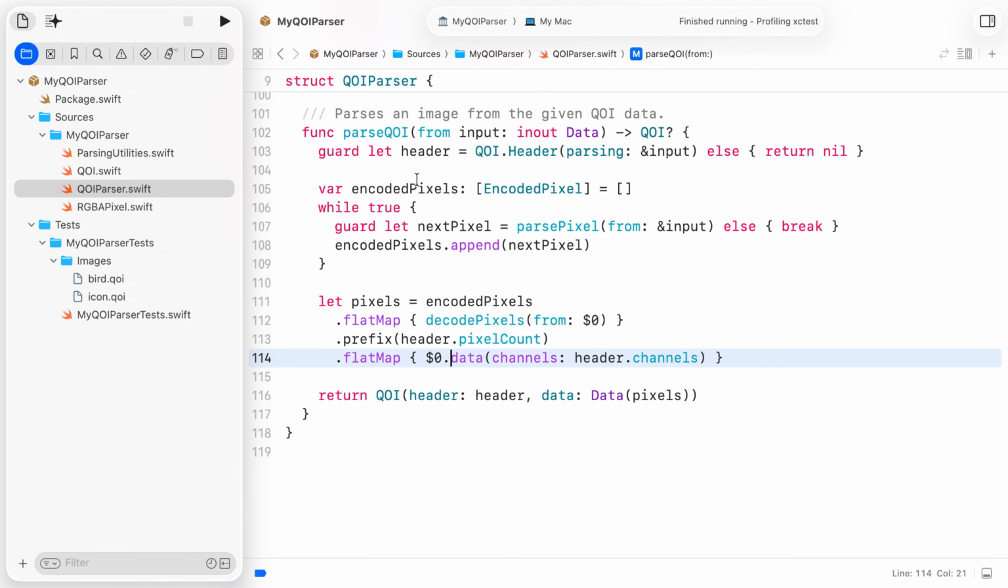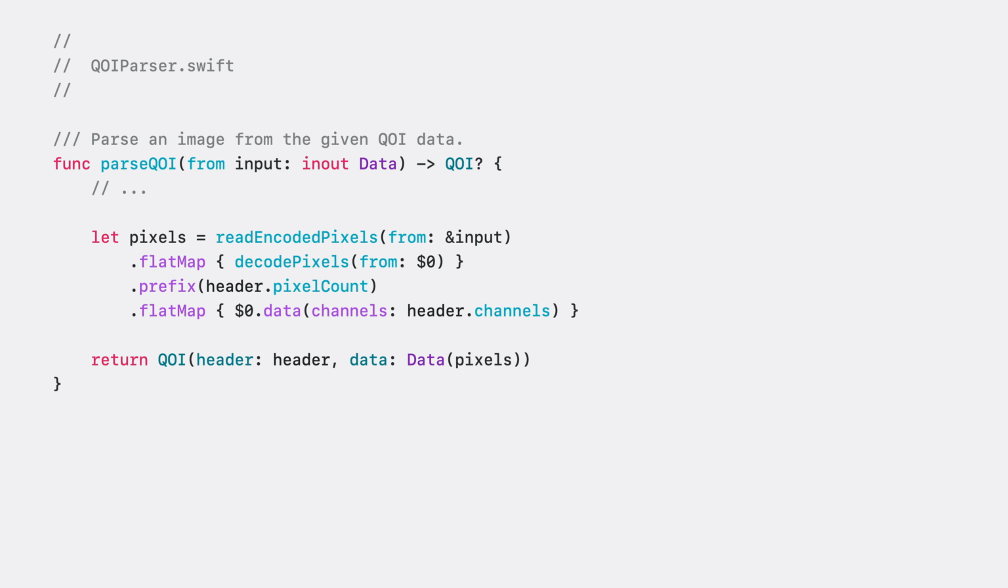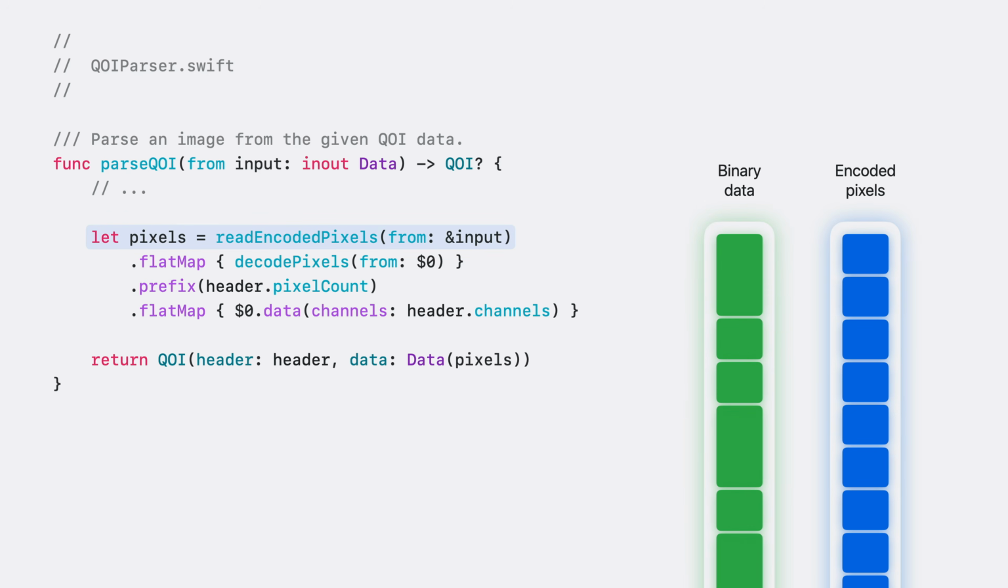The caller is this closure in our main parsing function, which is just one part of this big flat map and prefix chain. To understand why this code is making so many separate allocations, let's look at how the allocations pile up, step by step. First, the read encoded pixels method parses the binary data into encoded pixels. These are the different pixel types I mentioned earlier, and it needs to allocate enough space to store them.